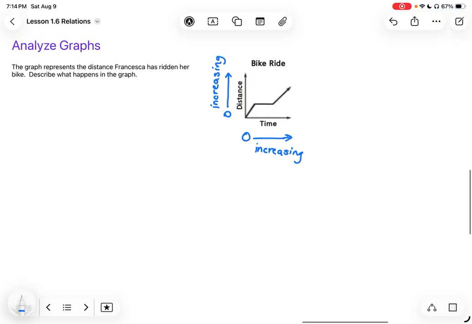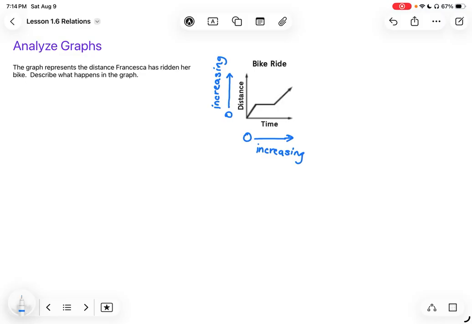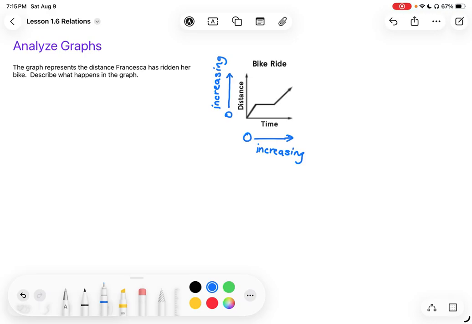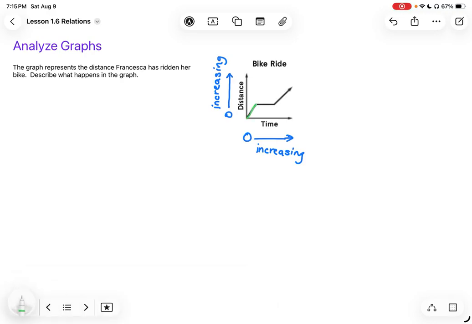Okay, so she's riding her bike, and she starts at a distance and time of 0, and then we don't know how long she's riding or how far she rides. All we know is that the time is increasing and the distance is increasing as we move to the right and up on the graph. So this first part, this section right here, it looks like the time is increasing and the distance is increasing. We're moving right on the graph and the line is going up.